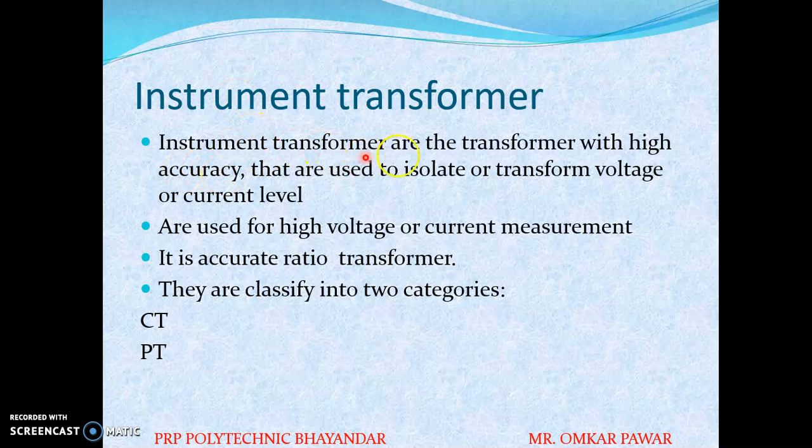Instrument transformers are the transformers with high accuracy that are used to isolate or transform a voltage or current level. They are used for high voltage or current measurement. It is an accurate ratio transformer. They are classified into two categories, that is CT and PT. CT stands for current transformer and PT stands for potential transformer.